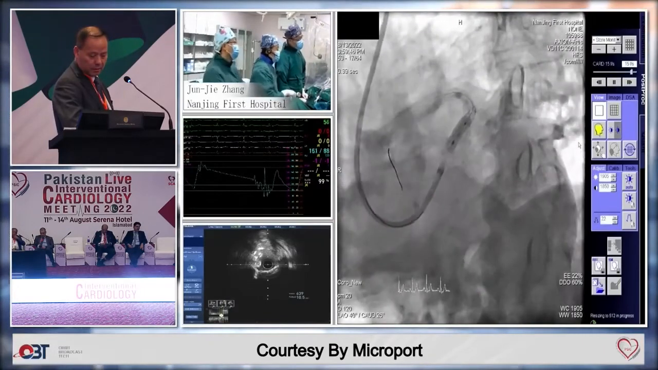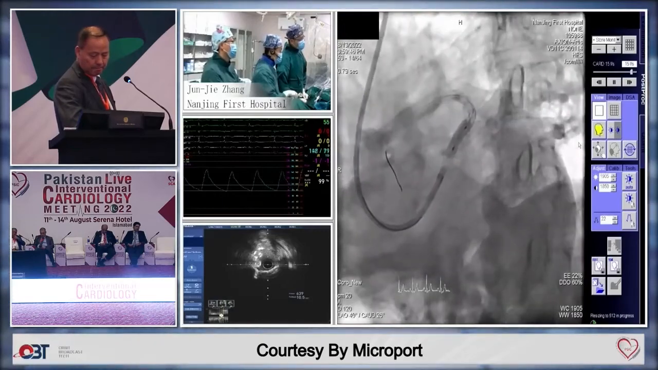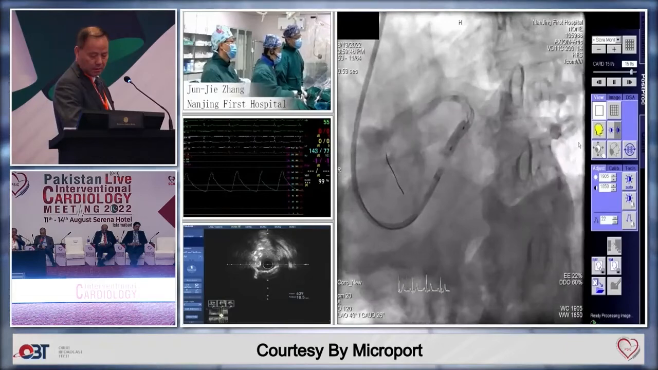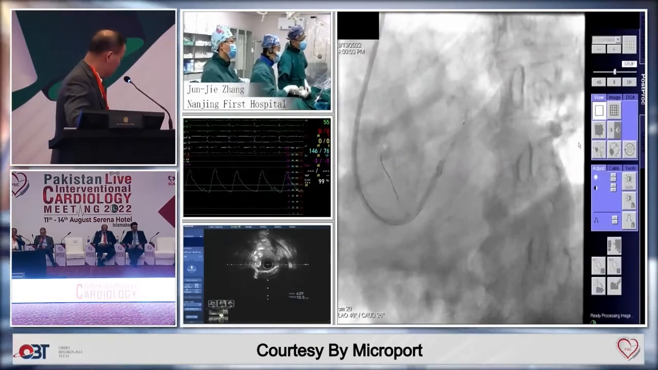I think at this time when I inflate the balloon and do the contrast injection, there is no contrast leaking into the distal area, which means the stent is fully, I think it's fully apposed. Okay.